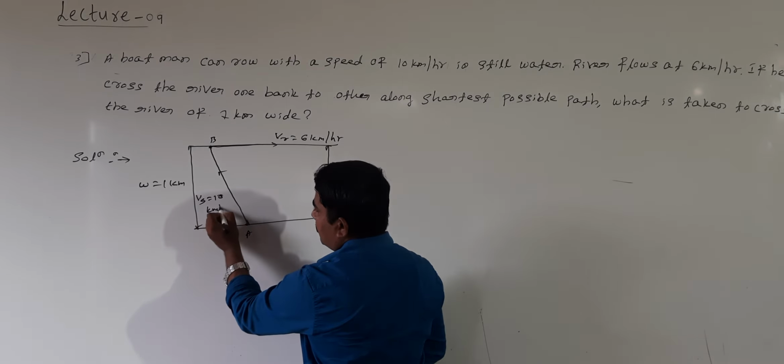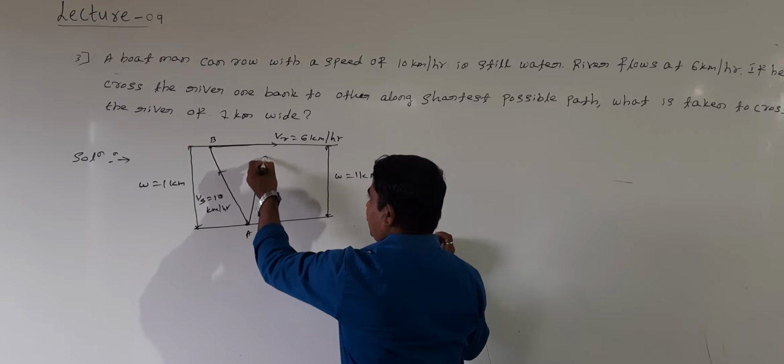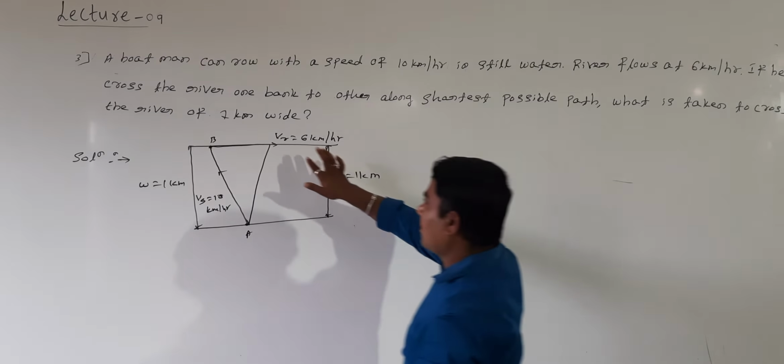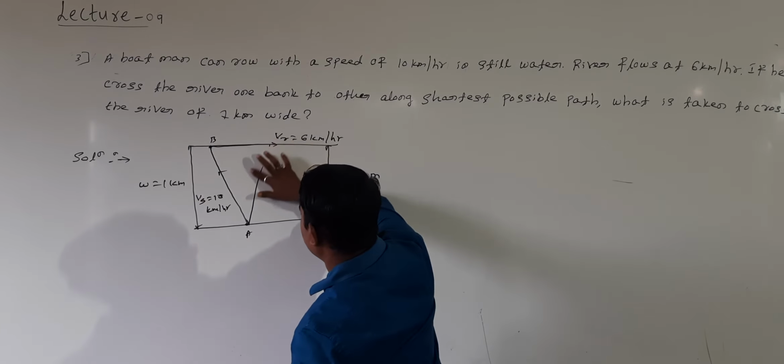How to take the resultant? The resultant can be taken like this. This is nothing but the resultant. Shall I write once again? Look at my students, how the person can move. The person can move like this, from this point to this point. In this direction, the person can move.